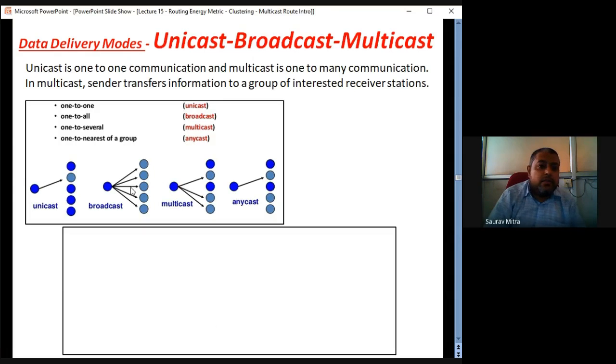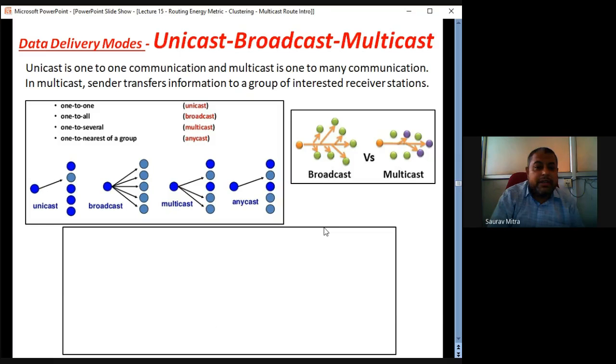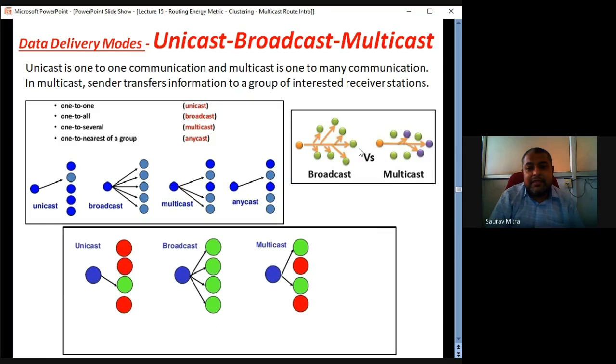So one sender to one receiver, unicast. One sender to many receivers, broadcast. Many senders to many receivers is called multicast. One to the nearest group is called anycast. You can check here, it is the broadcast kind of thing. One is the sender and it is sending towards every direction. And here it is multicast, that means from here it can go here, and from here it can go here. So broadcast, unicast, multicast, all these things.